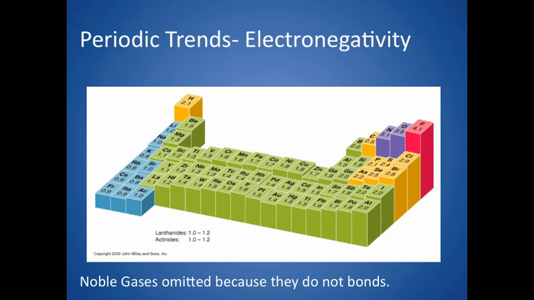Also noble gases, we leave those off because noble gases already have their s2p6 outer configuration, and so they actually don't form bonds. And since electronegativity has to do with the attraction of electrons within a compound, since noble gases don't really bond to a significant degree, they're left off that list. They have almost a zero value for electronegativity.